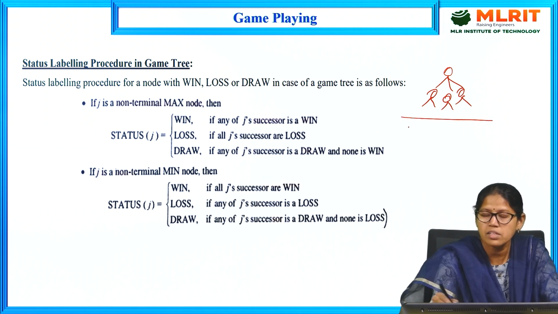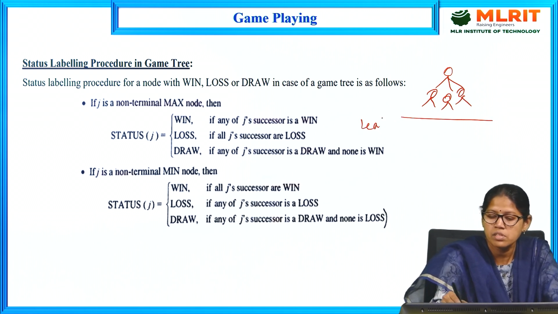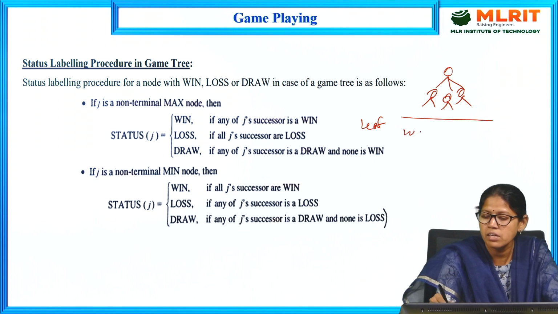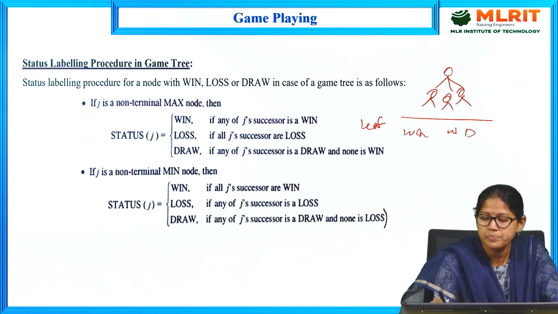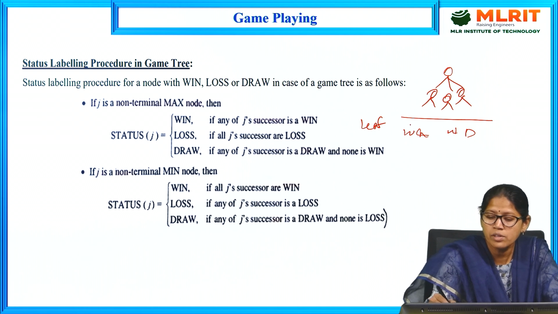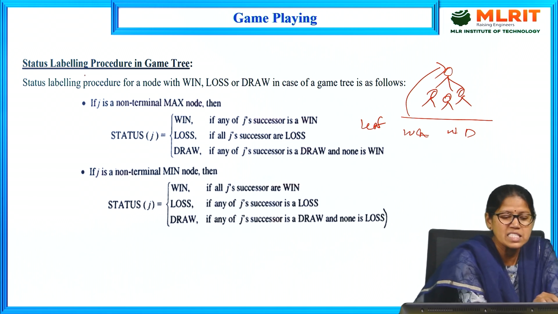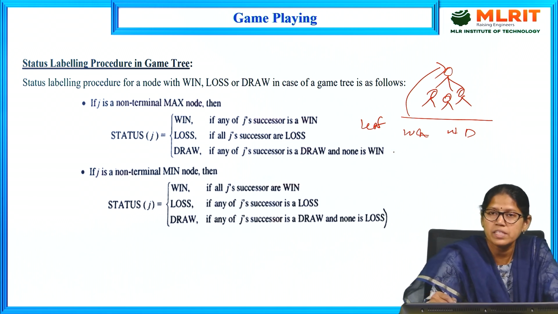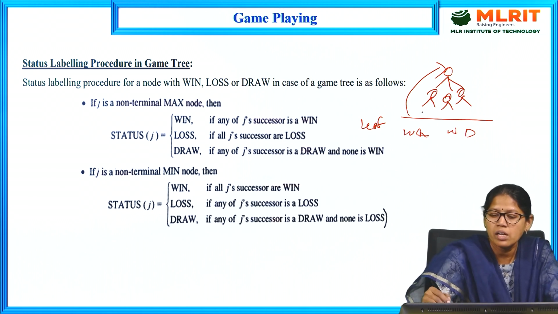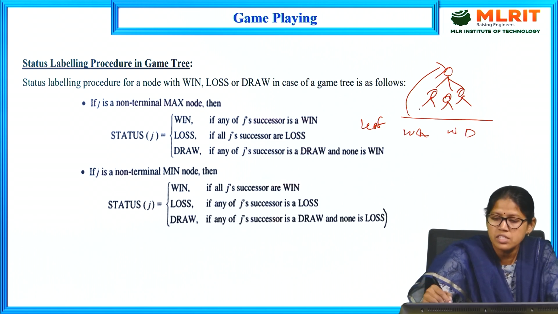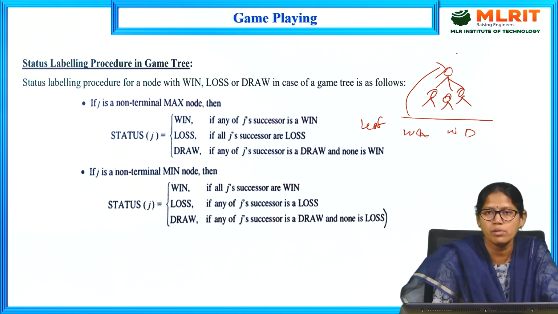At last, the leaf nodes are declared as win, loss, win, draw, like that. Okay, so we need to label each node in such a way that it leads to the root. That is the status labeling procedure, which backtracks from one non-terminal node to another so that it leads to the root node, and it will be decided which player won the game.